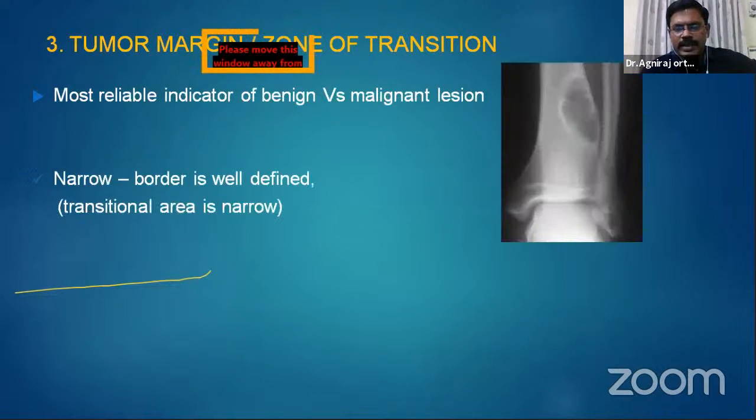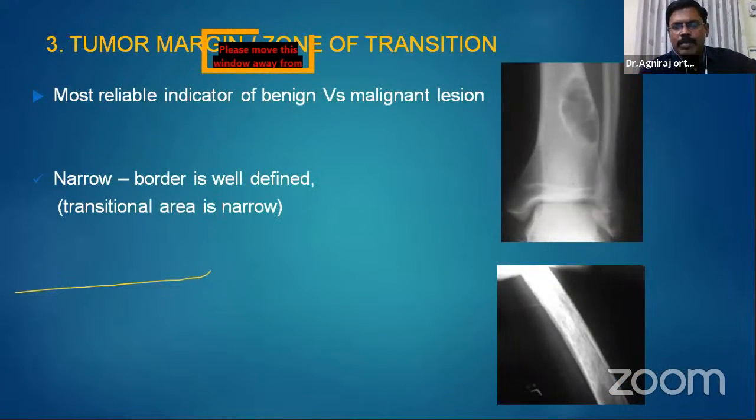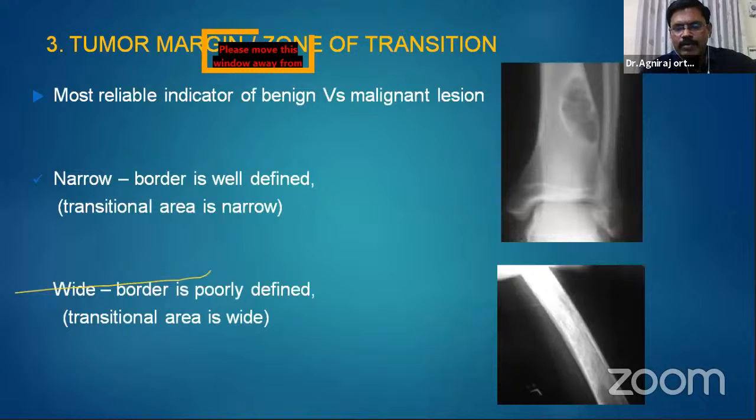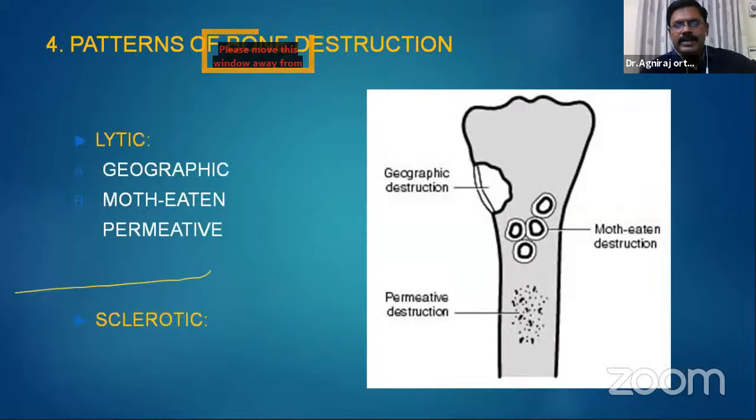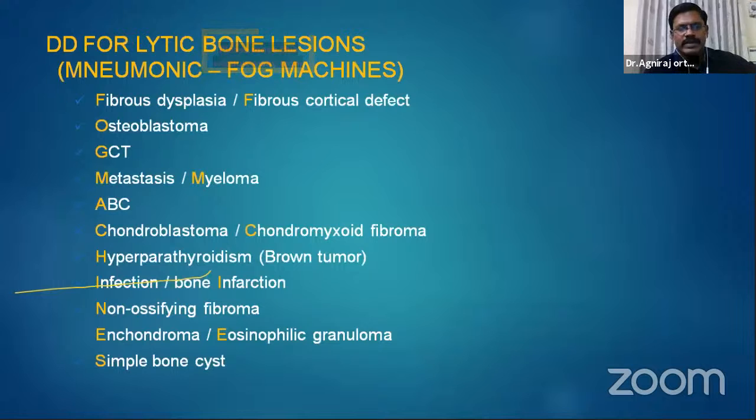Tumor margin, there are 2 types, well-defined margin and ill-defined margin. With a well-defined margin, the zone of transition is narrow. Here the zone of transition is wide. Patterns of bone destruction in lytic lesions, there are 3 patterns: geographic, moth-eaten, and permeative. Differential diagnosis for lytic bone lesion, the mnemonic is FEGNOMASHIC.